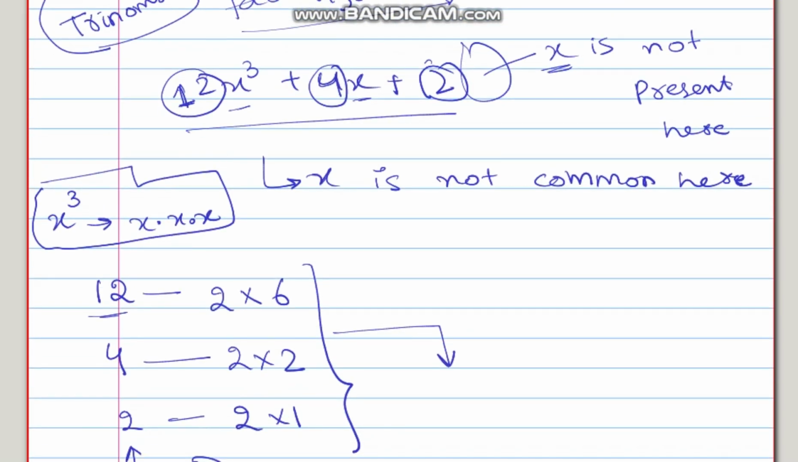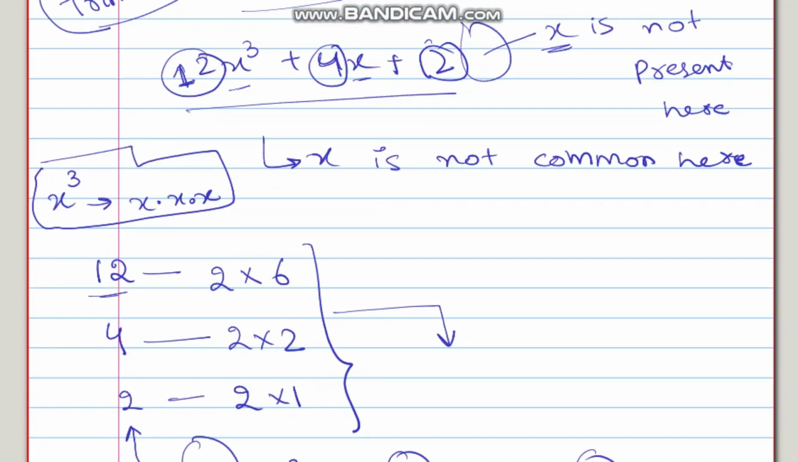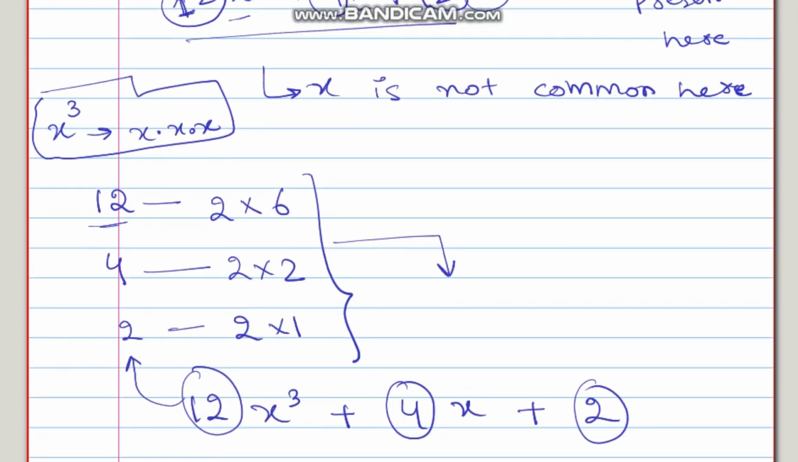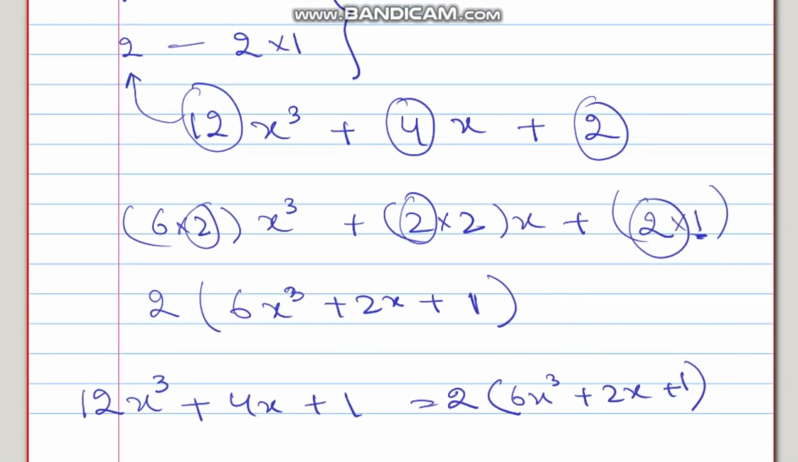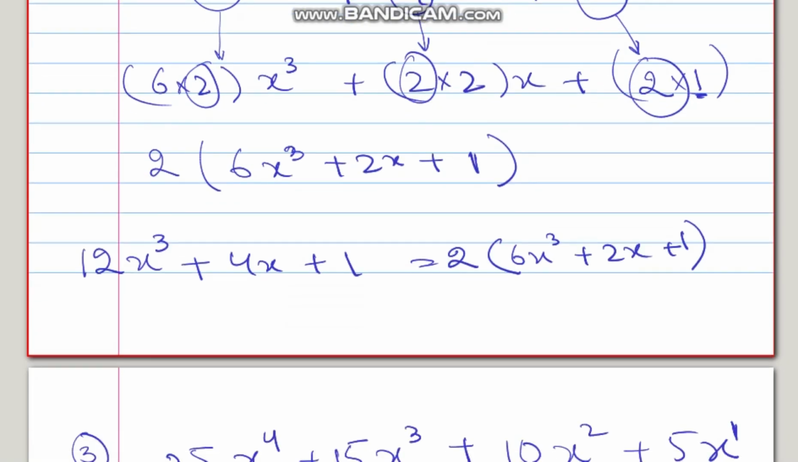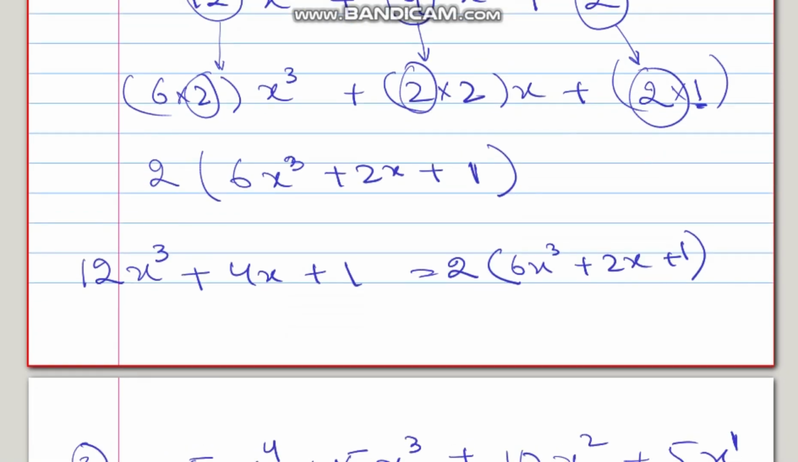What were the other numbers? 12, 4 and 2 are the other numbers. We will factorize these numbers. How will you factorize the 12? 12 will be factorized like this, 2 cross 6. 4 will be factorized like 2 cross 2. 2 will be factorized like 2 cross 1. Now we will just replace these numbers with their factorizations. And now what is common in all the terms? 2 is common in all of these, and we bring the 2 outside, and now this is the answer.